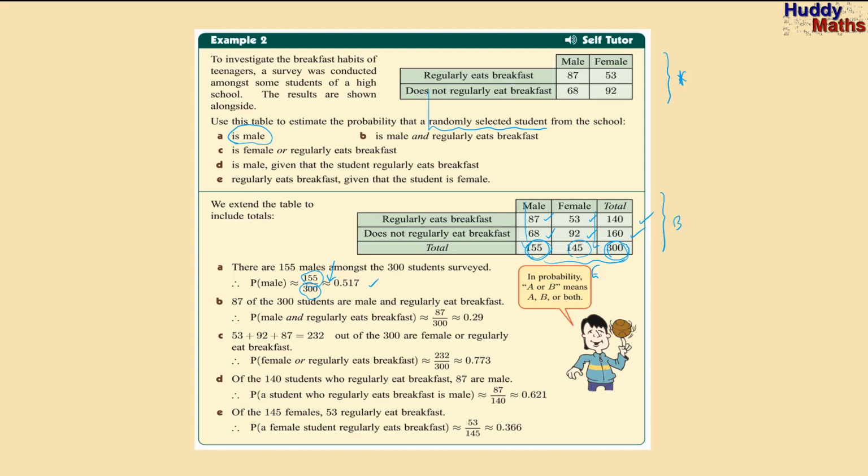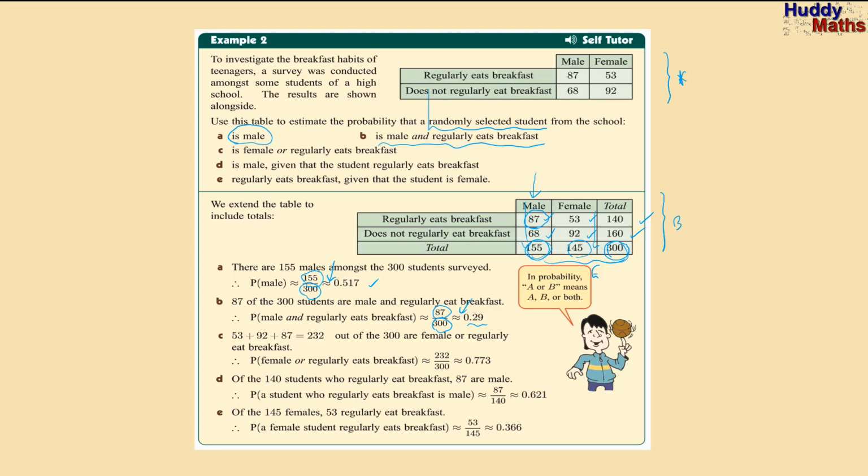What about is male and regularly eats breakfast? So you've got to go to the male column. It's got to be male and regularly eats breakfast. So there they are. There's 87 of them out of the 300. Okay, so you converted approximately to the decimal 0.329.